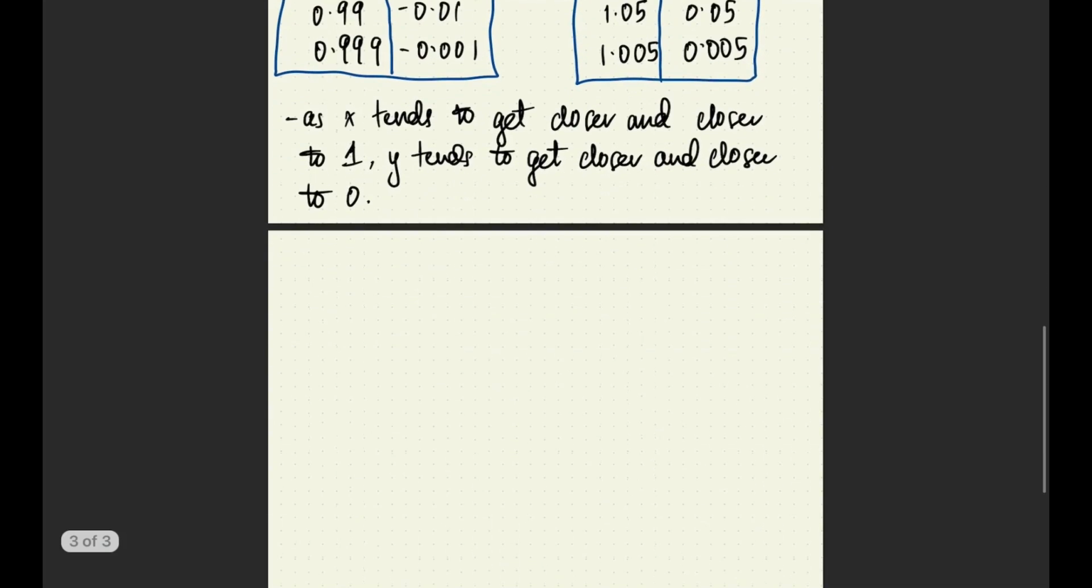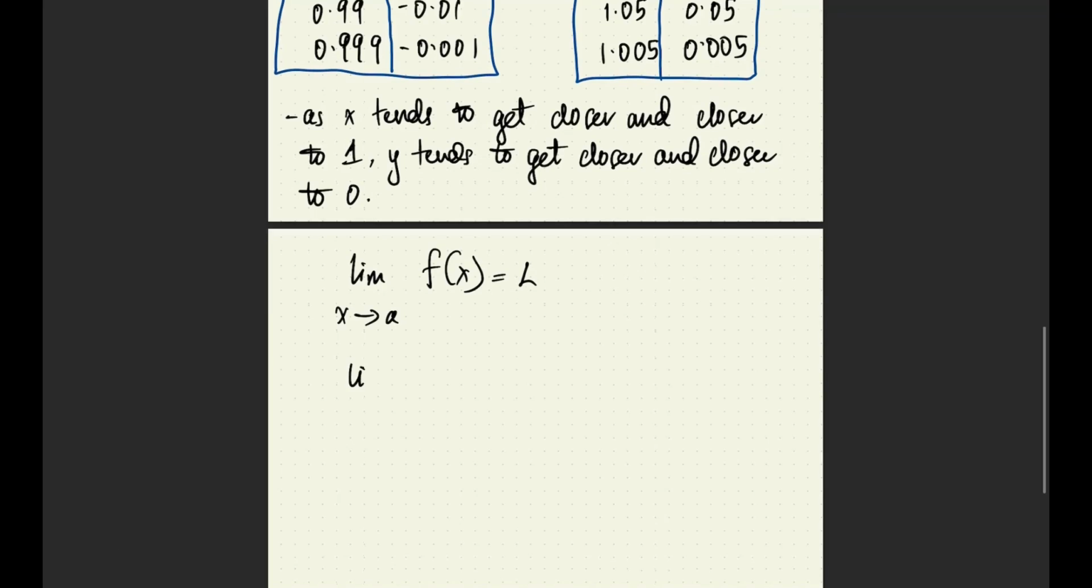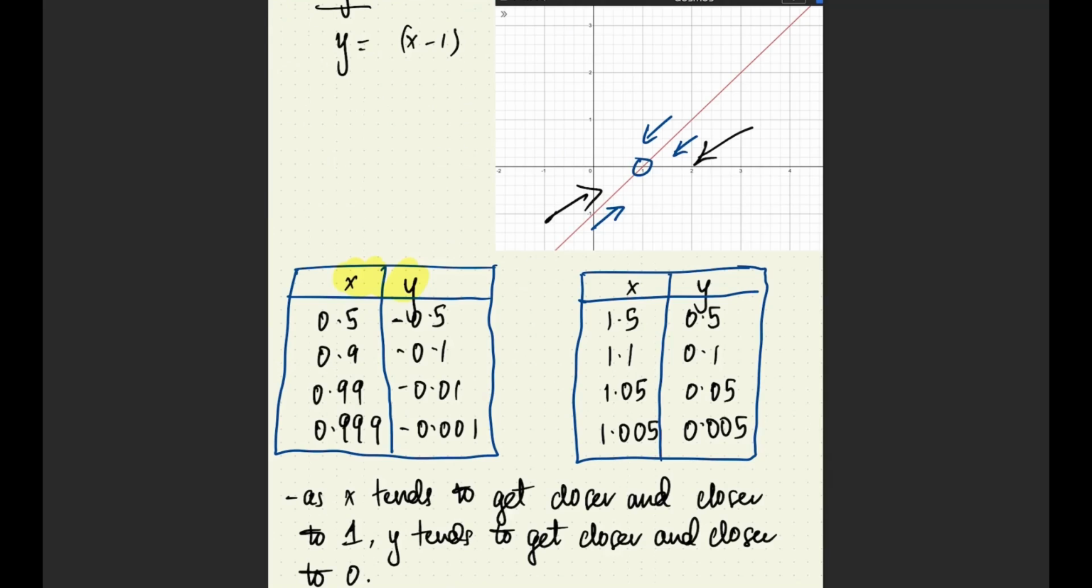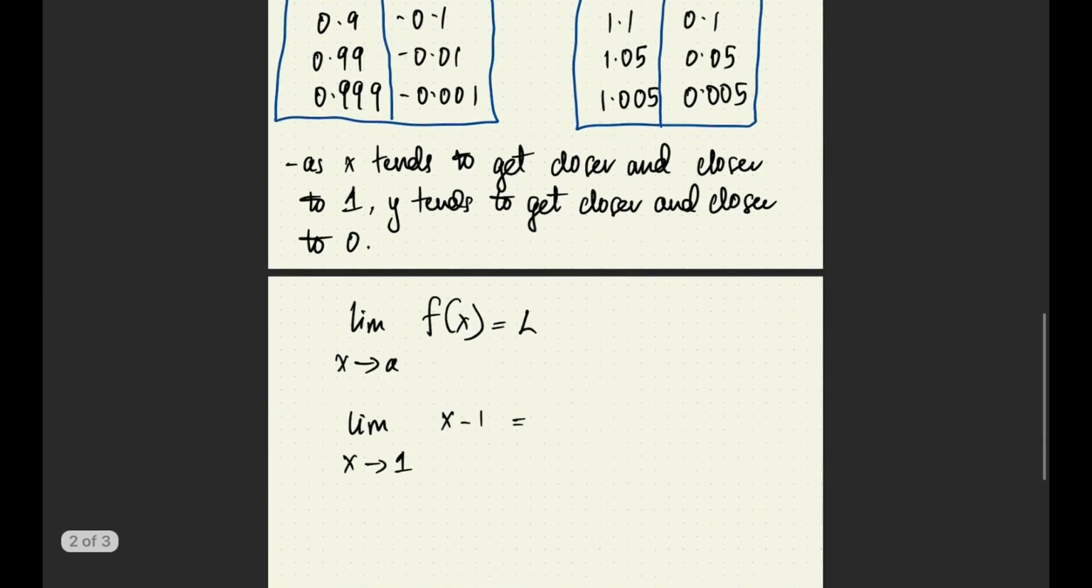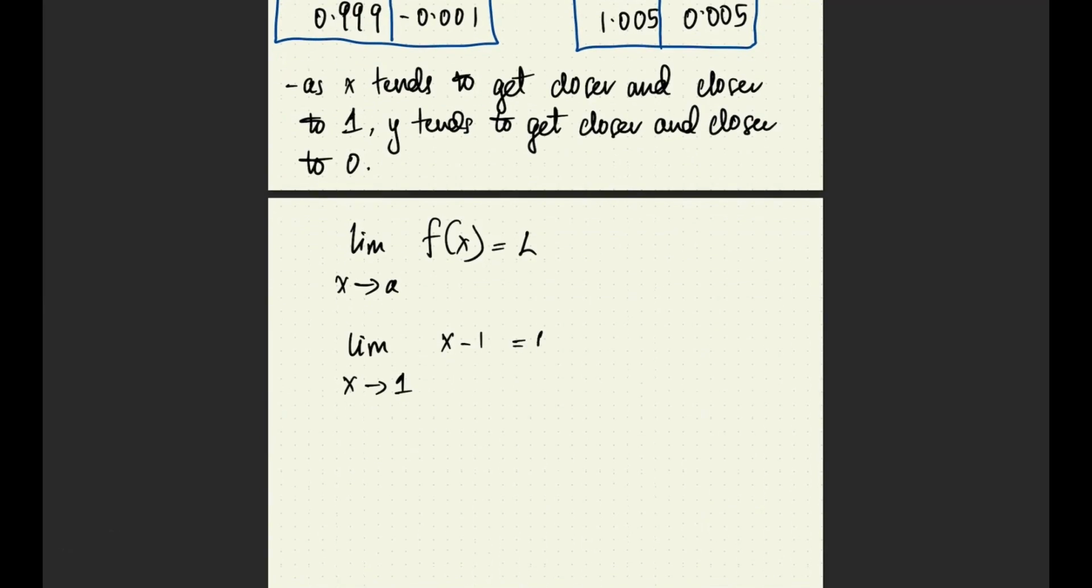The notation for limits is, we say that the limit as x approaches a particular number a of a function is equal to a value L. So in our example, the limit as x approaches 1 of the function x minus 1 is equal to what? We know that as x tends to get closer and closer to 1, the y value is getting closer and closer to 0. So we can say that this is simply 0.